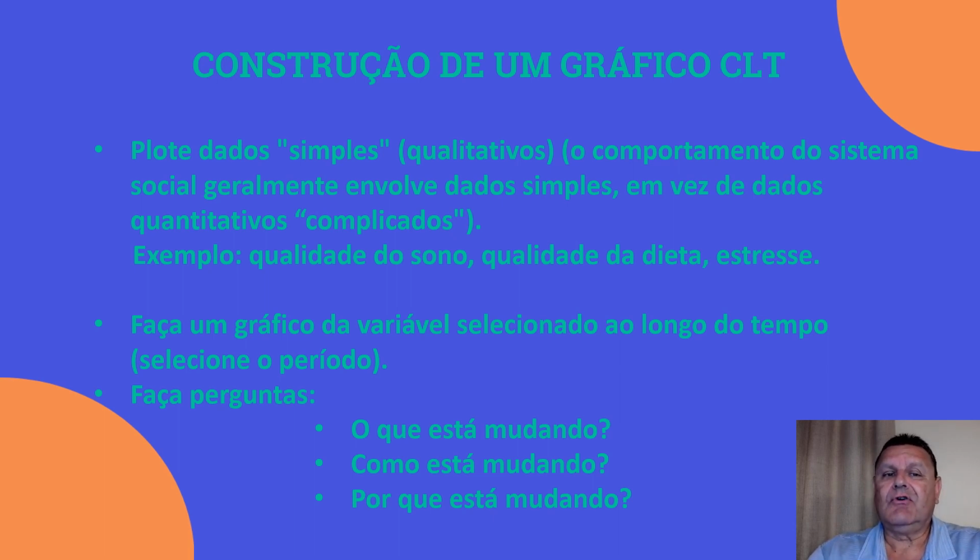So constructing a behavior over time graph is really a plot. It's an XY graph, and we can plot both soft data and hard data, but most of the data that we plot in a social system like a church is soft. It's qualitative data. Quantitative things are important, but most of the things that are the most important in churches are qualitative. So, for example, we can plot the quality of sleep or the quality of our diet, or we can plot stress. They don't have to be hard numbers.